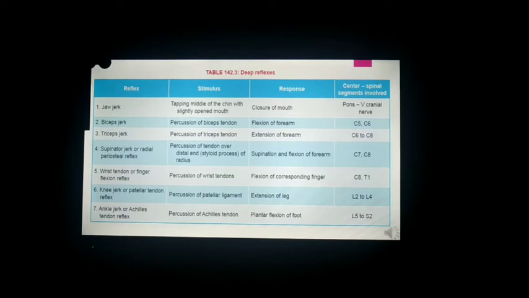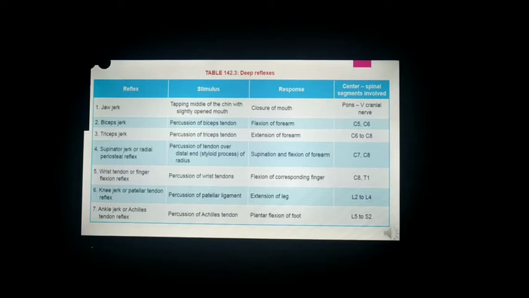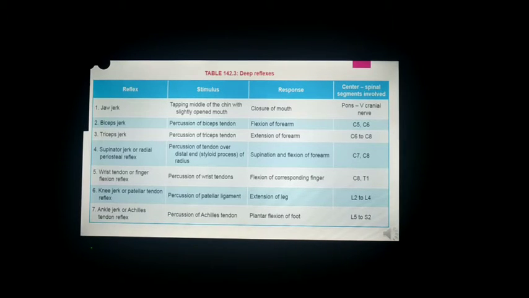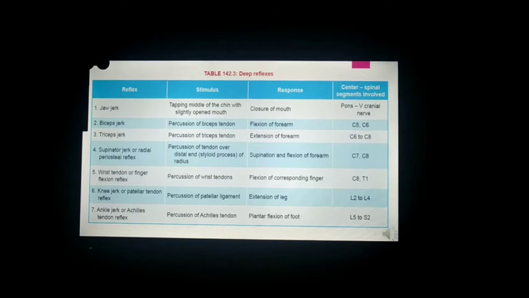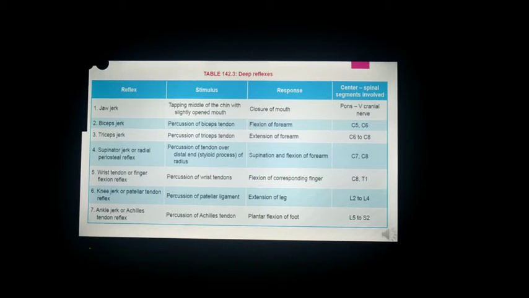So the next category is deep reflexes. The first one is the jaw jerk. Stimulus is tapping the middle of the chin with slightly opened mouth. Response is closure of mouth. Second one is biceps jerk. Stimulus is percussion of biceps tendon. Response is flexion of forearm. Triceps jerk. Stimulus, percussion of triceps tendon. Response is extension of forearm.